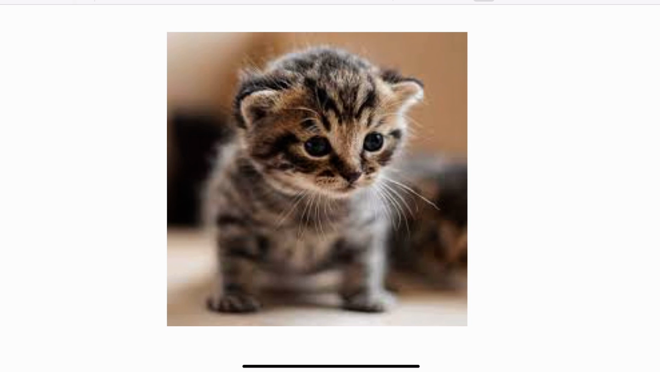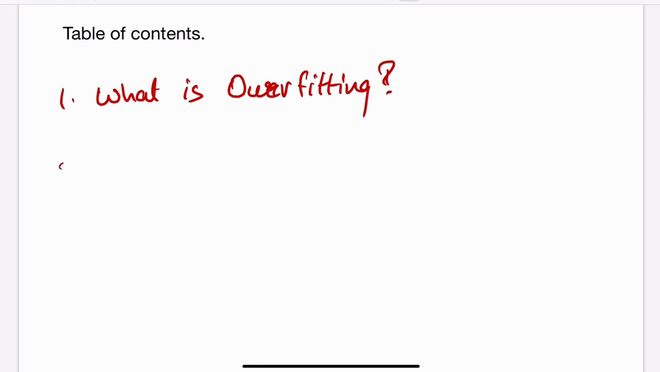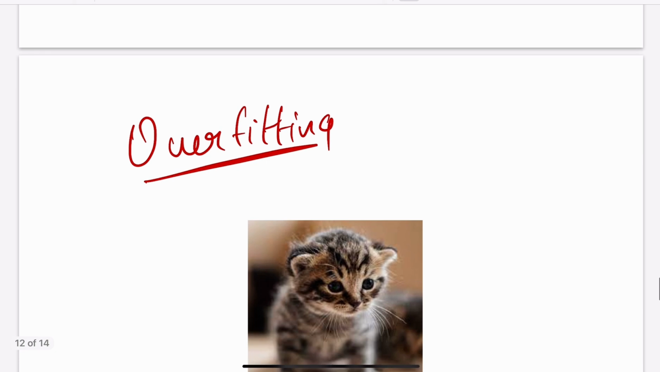So in this video, let's see what the table of contents is. First things first, I'm going to talk about what is overfitting, and secondly, we're going to learn about ridge regression. I want to keep this video very short and sweet so that you guys do not get distracted. So first, let's go into what is overfitting.